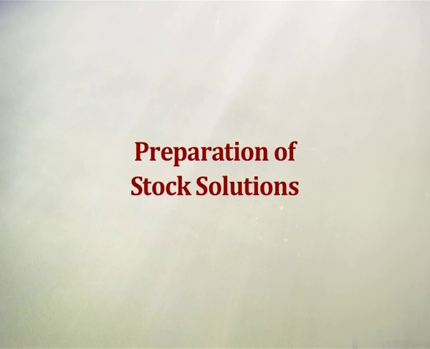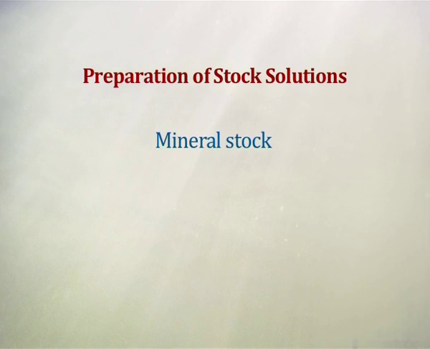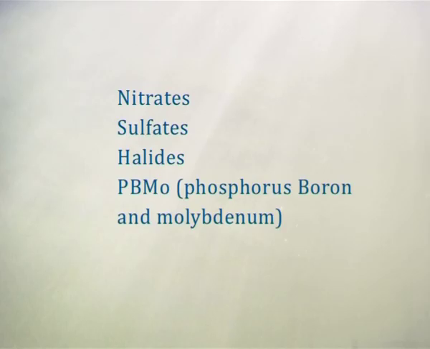Let us start with the preparation of stock solutions. The first is the mineral stock. Stock solutions of the mineral salts excepting iron and EDTA are made as 100 times stock, containing 100 times the concentration specified for MS medium, by grouping the compounds by the ions they carry as nitrates, sulfates, halides and PBMO or phosphorus, boron and molybdenum.